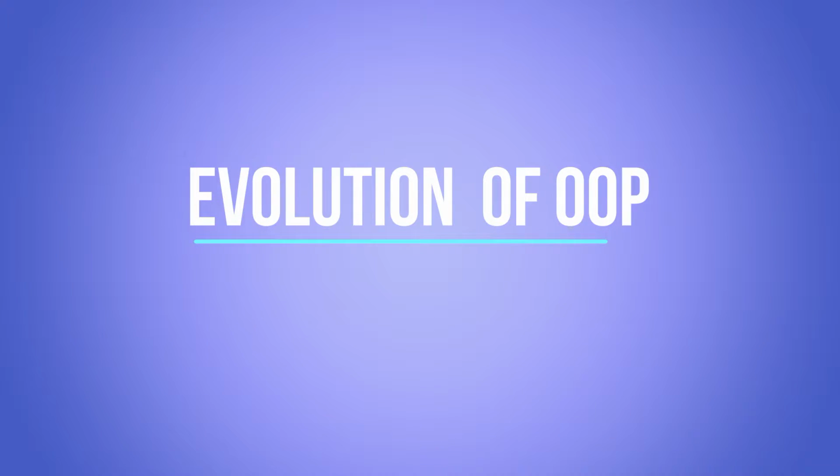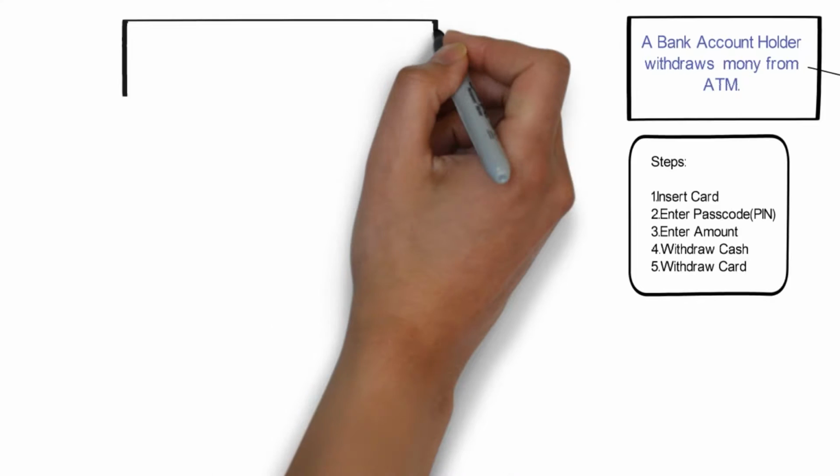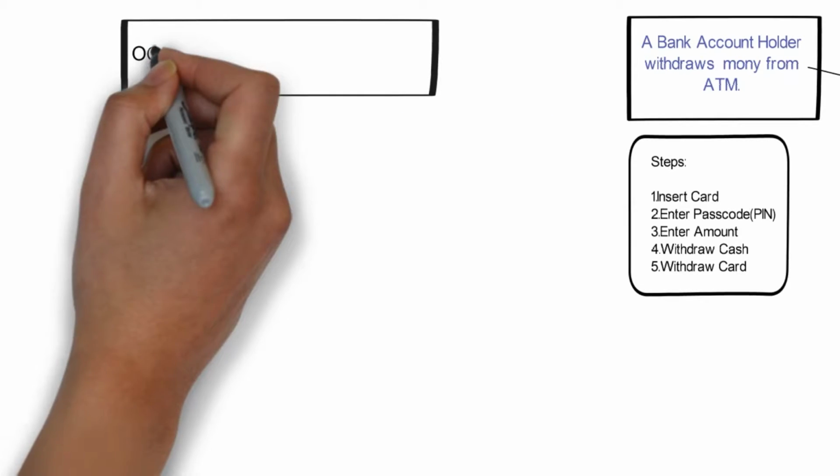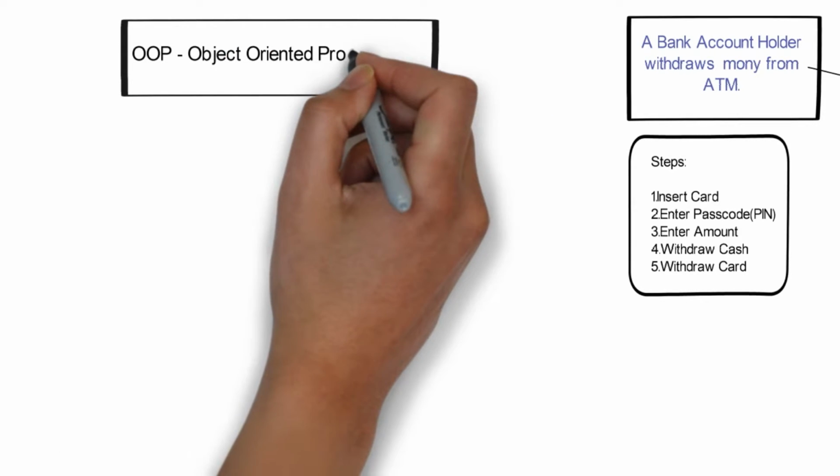With the evolution of programming languages, developers felt that structured programming is not very suitable for large applications. For small or mid-level applications, it would be better. So after some time, the concept called object-oriented programming was introduced.